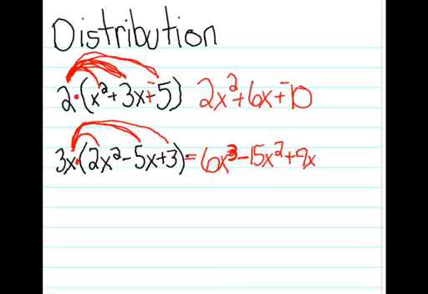So this is how you apply the distribution property, also known as the hippity-hoppity property, and don't you stop-ity.